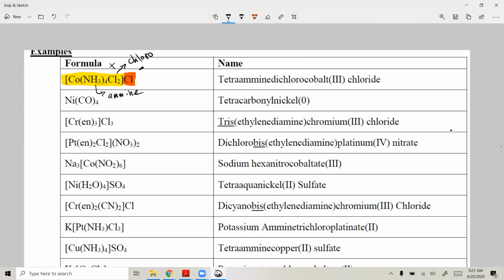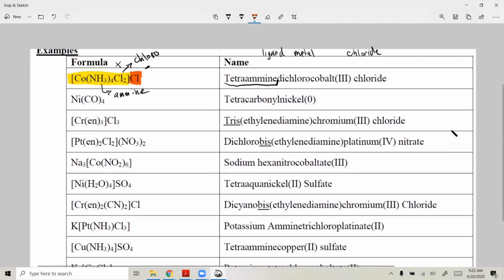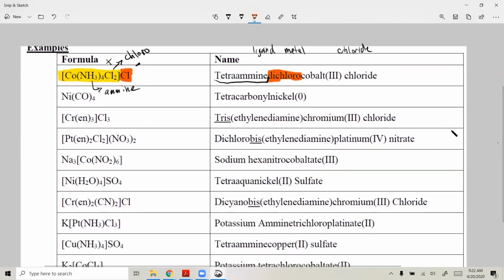And so then we want to say how many of those amines. So we're really going through and we're naming our cation. So we're going ligand, ligand, metal, and then we're going to name our chloride. So we're just updating that first ligand. That first ligand is now going to become our amine. And there's 4 of them, so that's how we get tetraamine. The next part is we have 2 chloros, so that becomes dichloro. And then we can name our metal.